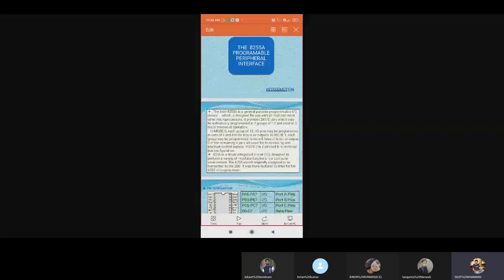Okay. Now the last mode is mode 2. What is done in mode 2? Mode 2 is the strobed or bidirectional bus configuration. Strobed mode or bidirectional mode, that is the mode operation or mode configuration.